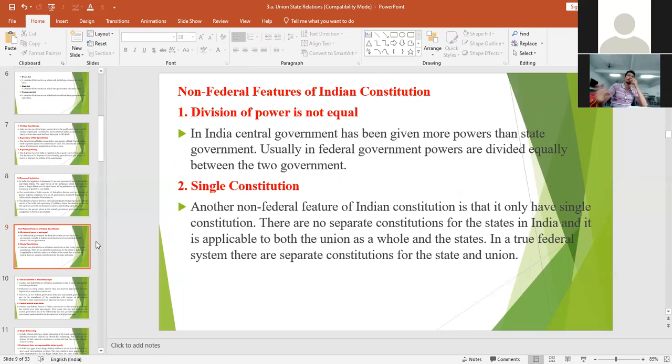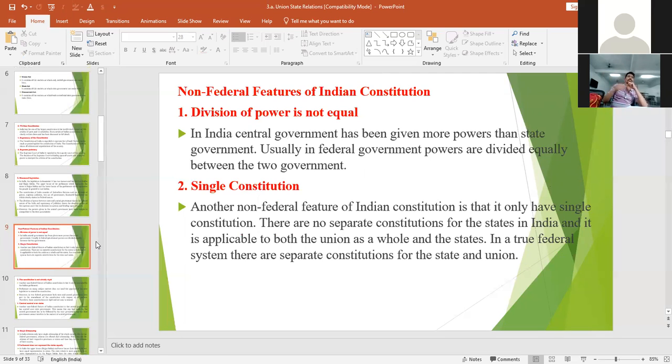That is why we discussed that India is neither purely federal nor purely non-federal, so it is called quasi-federal. Some of the features are federal features, and some of the features are non-federal features. So today let us discuss the non-federal features of the Indian Constitution.